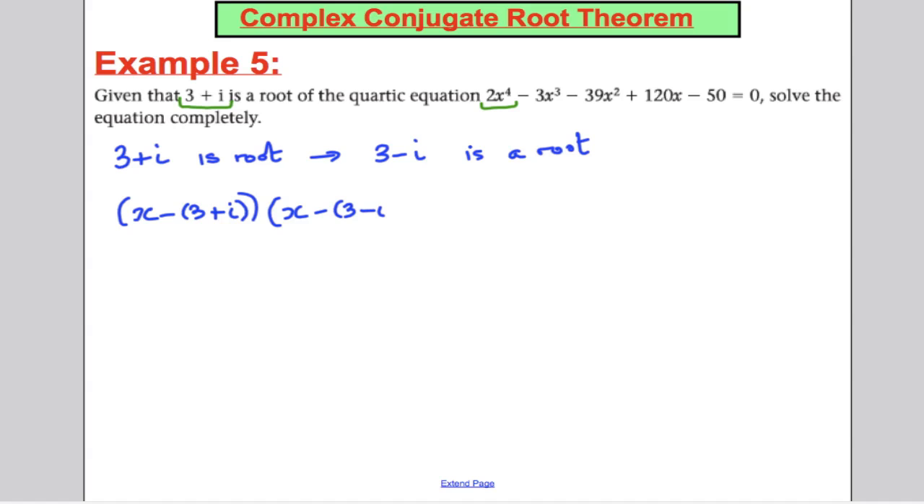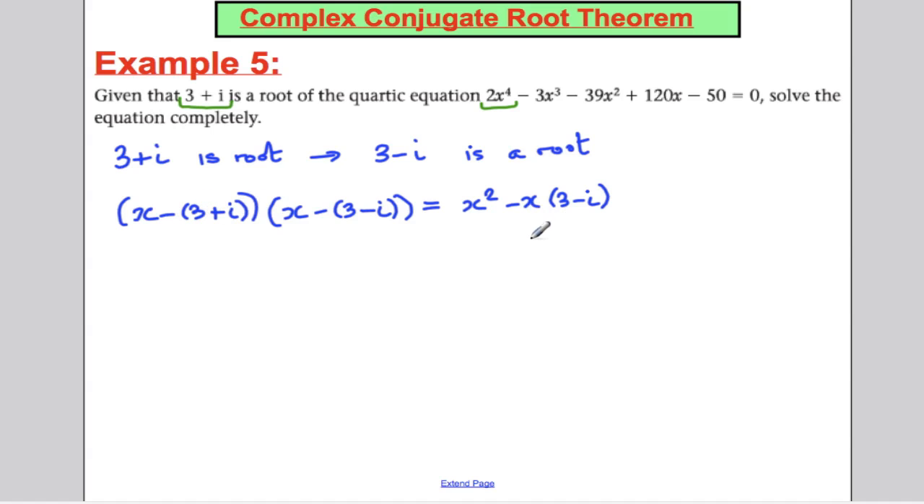I know they are two of the factors of this. Now there are other factors, but I'm not going to worry too much about them. First, they're the two factors. And let me just multiply these factors out here to get what polynomial. This would give me some quadratic here that would help me later factorize this. So I'm going to try and expand this out. x times x is x squared. x times negative 3 minus i is negative x times 3 minus i.